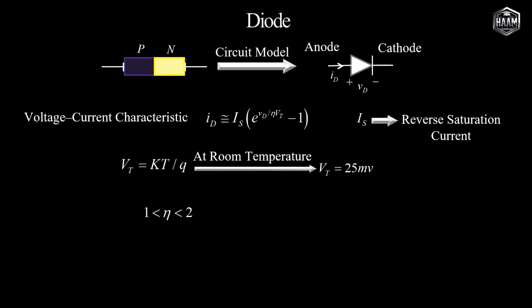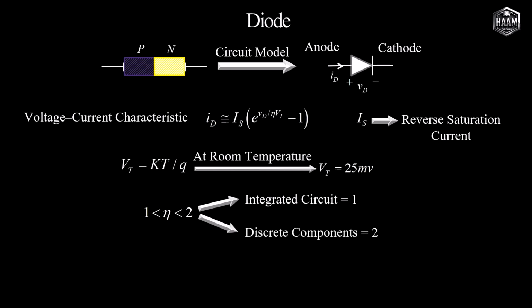At room temperature, V_T typically lies between 25 and 26 millivolts, and for simplicity in calculations, a value of 25 millivolts is generally adopted. The quantity eta depends on whether the diode is fabricated as part of an integrated circuit or as a discrete device. For integrated diodes, eta is typically taken as 1, whereas for discrete diodes, it is typically taken as 2.